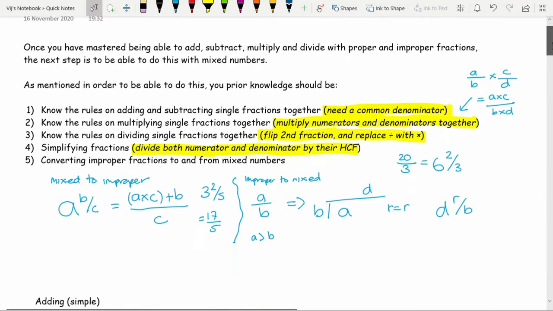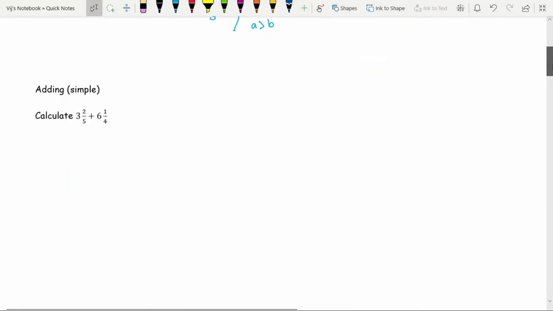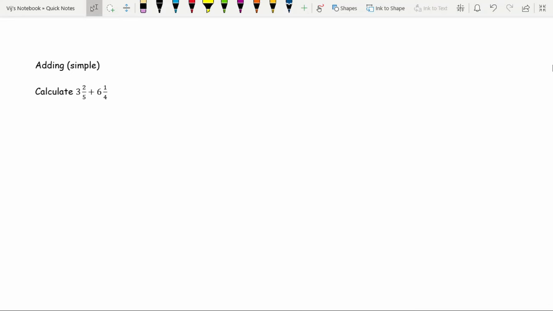So let's have a look going into adding. Now I'm going to start off with doing some quite simple questions where there's nothing really much to read. It's quite self-explanatory what you've got to do, and then I'll go through some worded questions where it might not be obvious as to which mathematical operator you do.